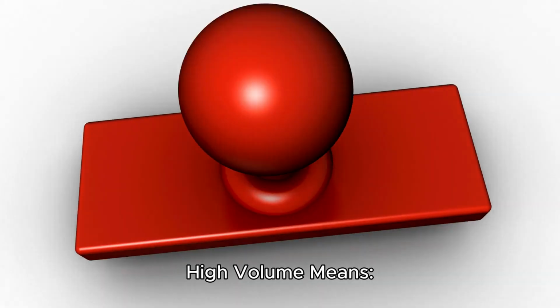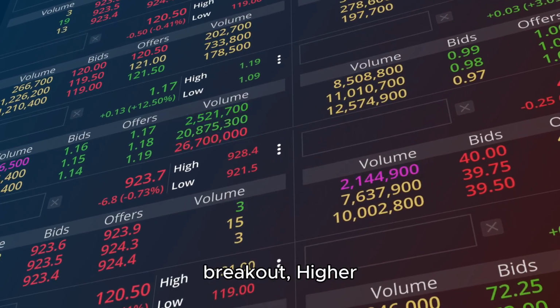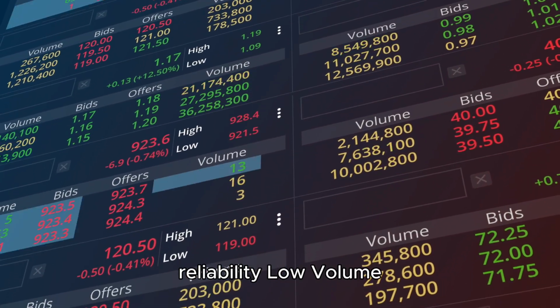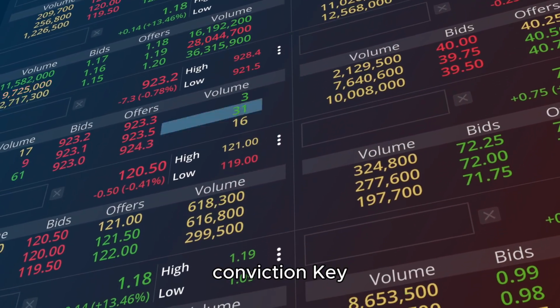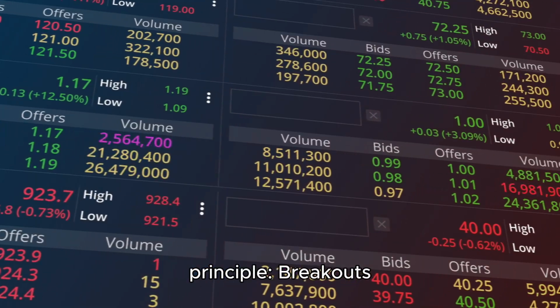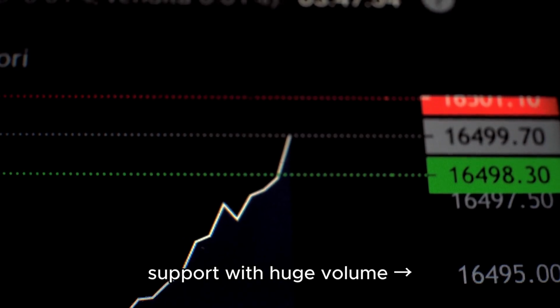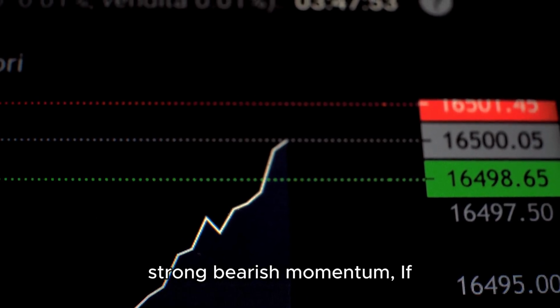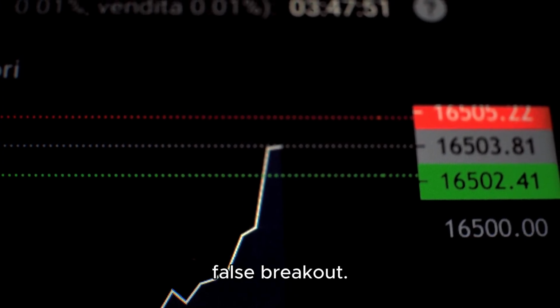High volume means strong participation, strong trend or breakout, higher reliability. Low volume means weak moves, fake breakouts, low conviction. Key principle: breakouts with high volume are far more trustworthy. Examples: if price breaks support with huge volume, it gives strong bearish momentum. If price breaks resistance with weak volume, it might be a false breakout.